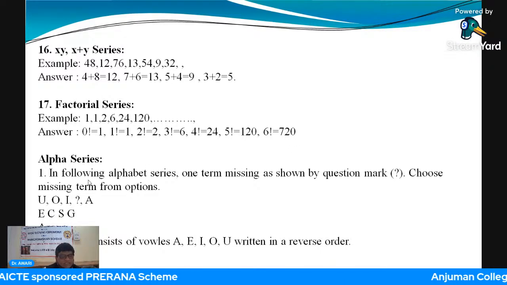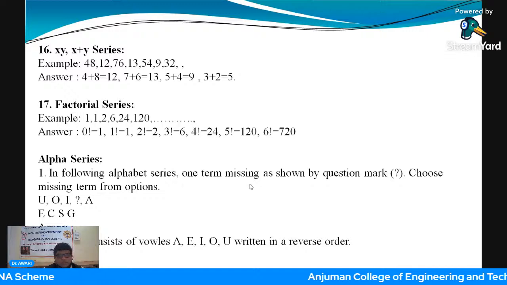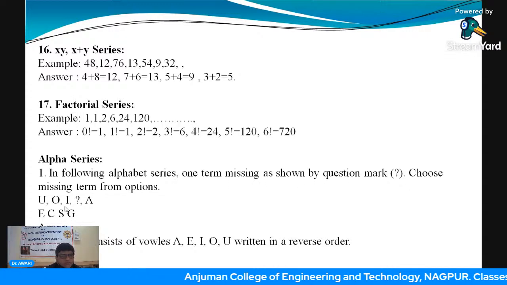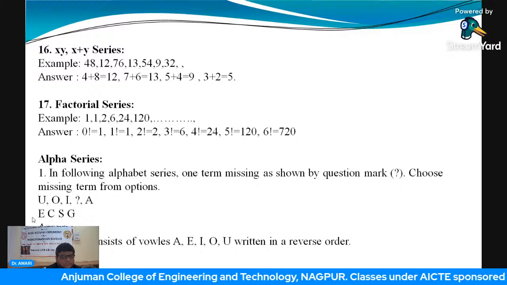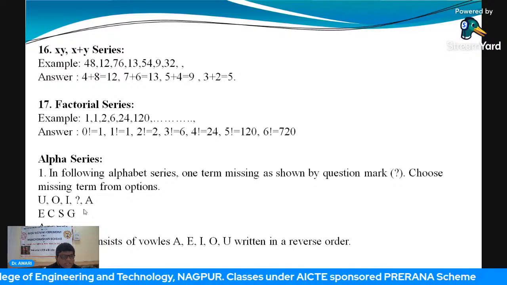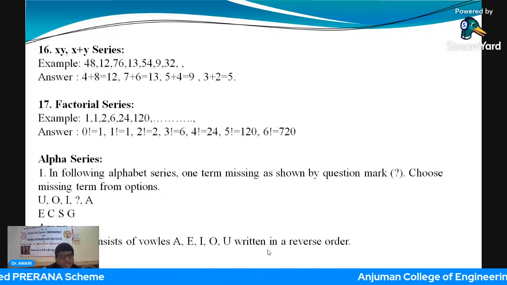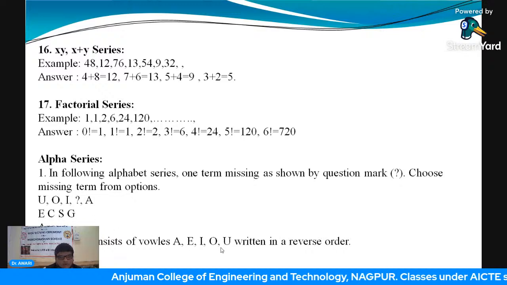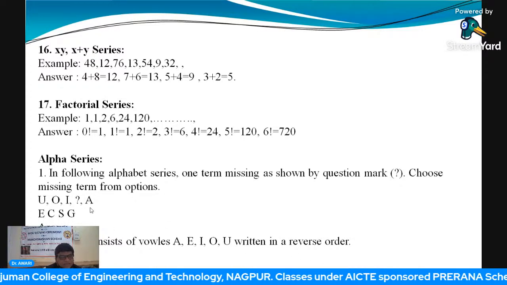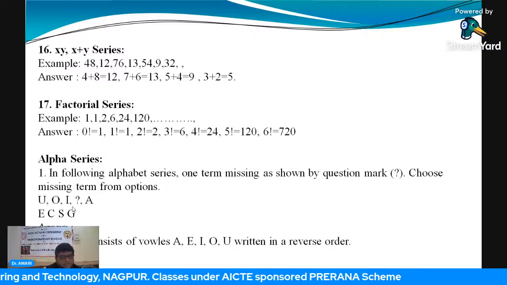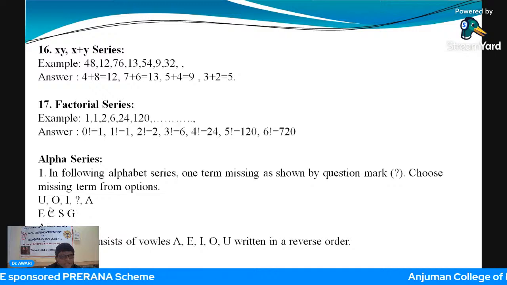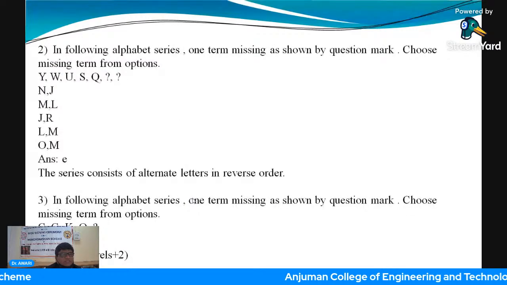So the alpha series. In the following alphabet series, one term is missing as shown by the question mark. Choose the missing term from the options like U, O, I, A, E, C, S, G. The series consists of the vowels A, E, I, O, U. If you look at the series, the vowels are given and they are written in reverse order. So what is missing here? The missing part is nothing but the vowel E. So A, E, I, O, U. This is called the alpha series.